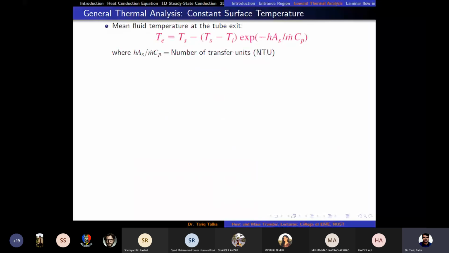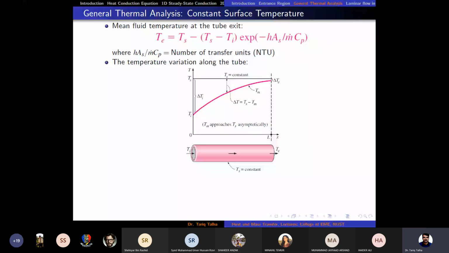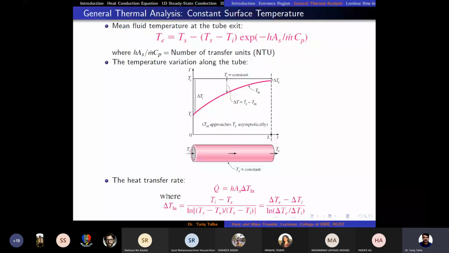We discussed these things up to now. And here, HAS upon m dot Cp is the number of transfer units. This number of transfer units tells us about the potential of heat transfer within a pipe. So if the number of transfer units is quite less, less than 1, it means that if we increase the pipe length, it would give us a substantial increase in heat transfer. So, let me write it here.